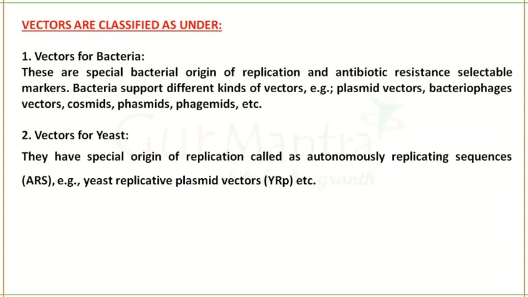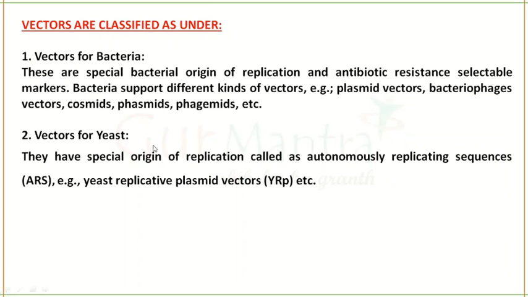So vectors for bacteria have a special bacterial origin of replication, and they have an antibiotic resistance selectable marker. Bacteria support different kinds of vectors like plasmid, bacteriophage vector, cosmid, phasmid, and phagemid. These are some of the types of vectors that are supported in bacteria.